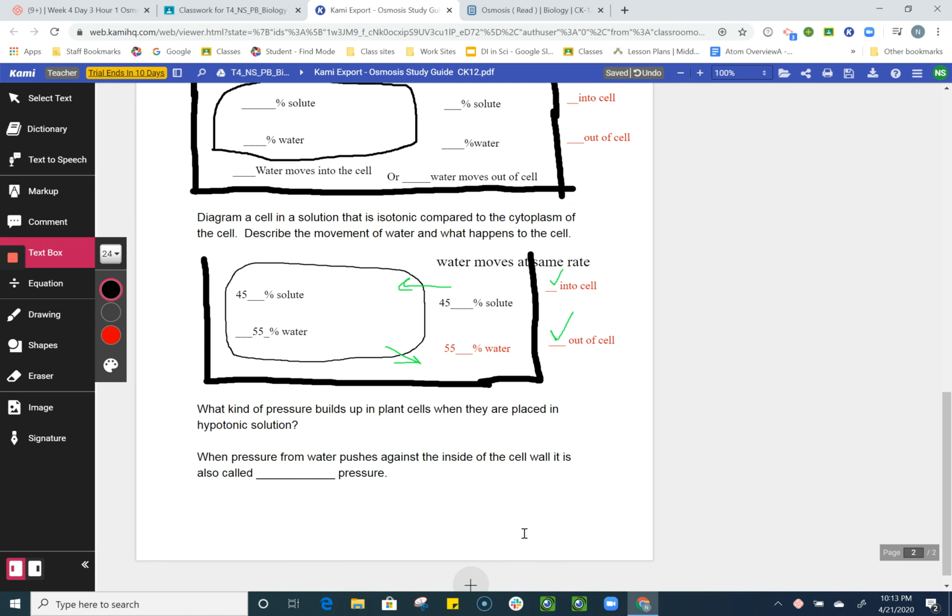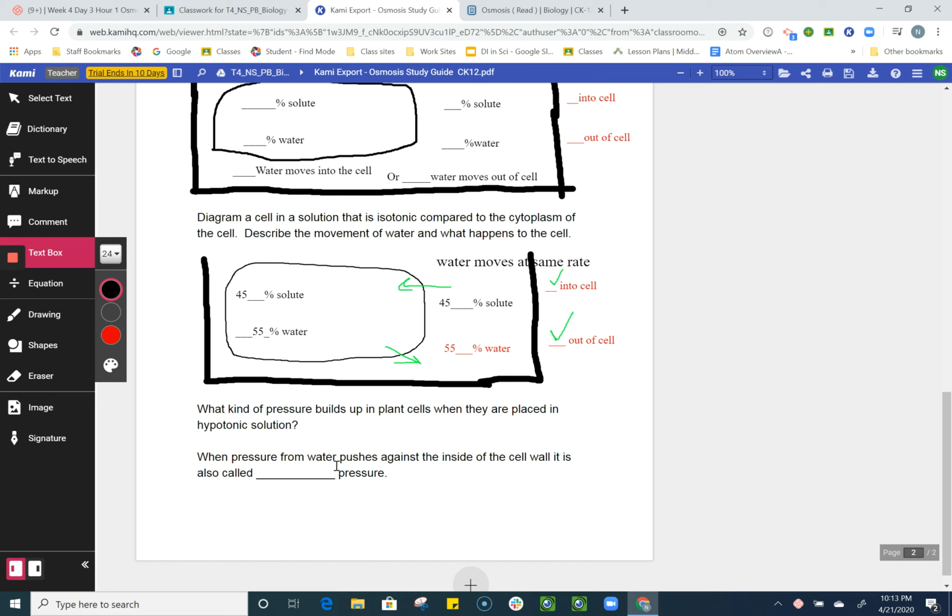So here, what kind of pressure builds up in plant cells when they are placed in hypotonic solutions? So hypotonic means that if they're placed in a hypotonic solution, that means that the plants are hypertonic, means they have more solute, less water. That means the water is going to move into the cells. And when water moves into the cells, there's a word that we talk about, and I've mentioned it several times, it goes here.